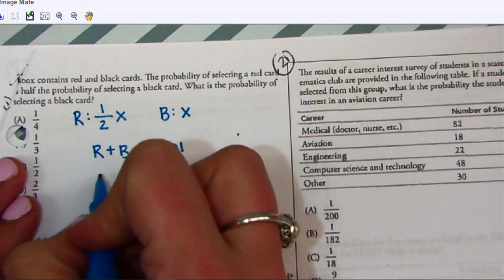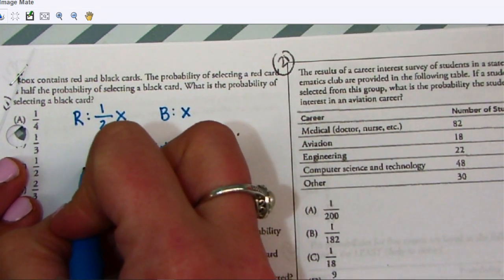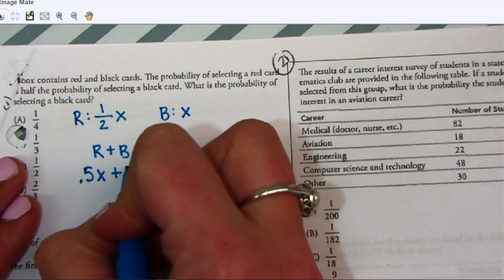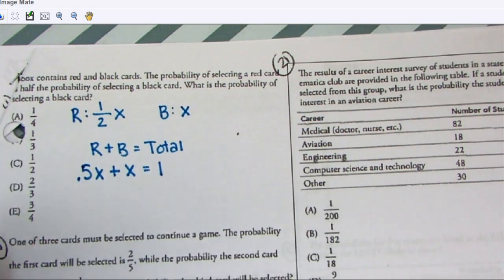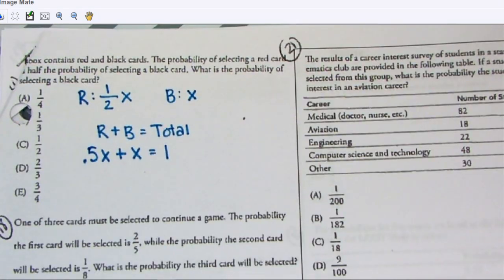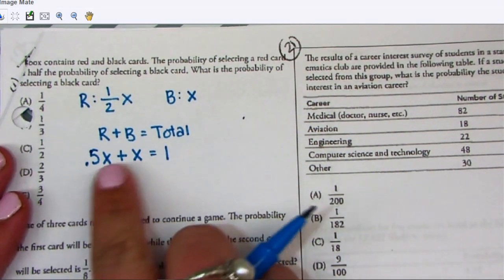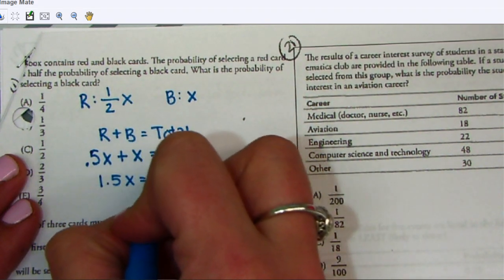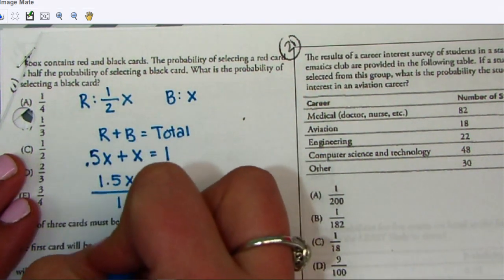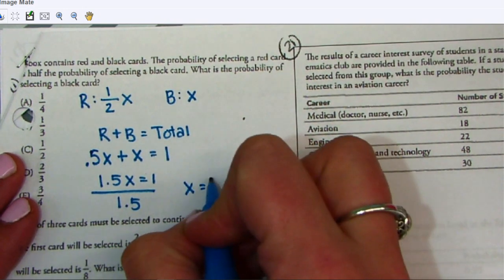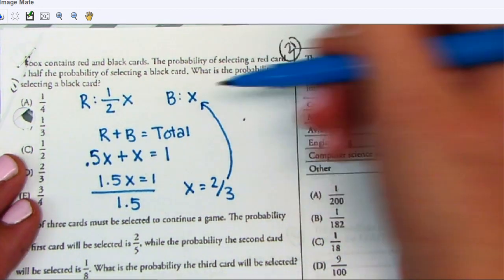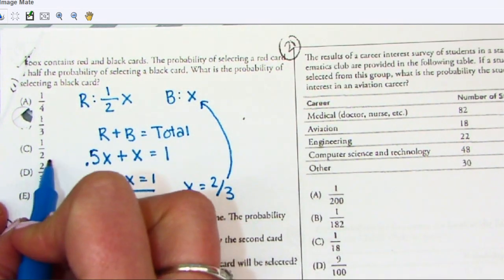Well, the red card is half of the black. So I'm going to put 0.5x plus the black cards, which is just x. And the total when working with probability is always 1. So now I'm going to combine. Half an x plus 1x is 1.5x equals 1. So when I divide by 1.5, x is equal to 2/3, which means if x is 2/3, that is the probability of selecting a black card.